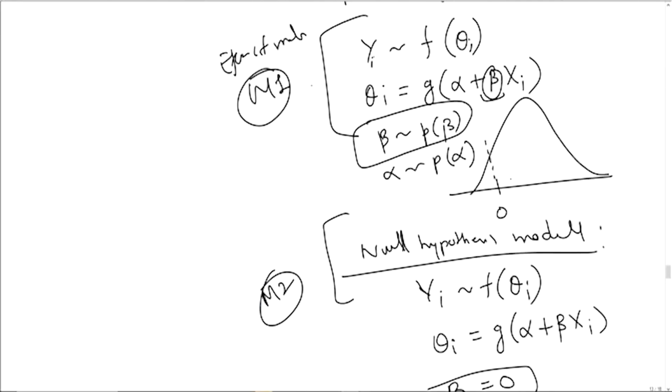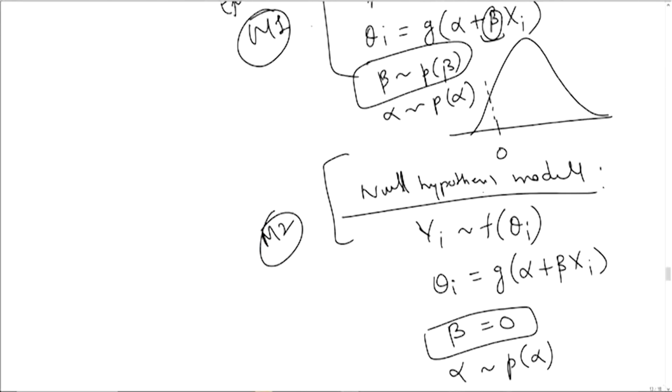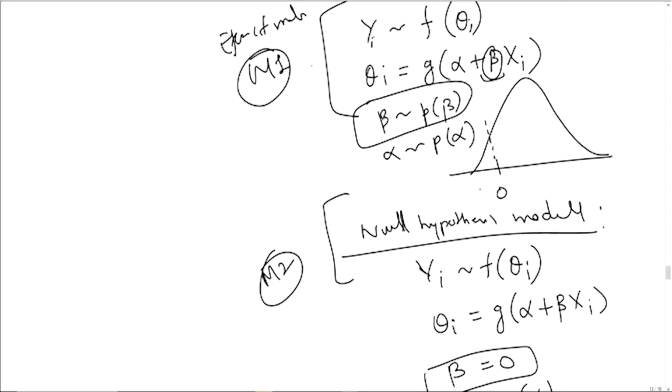Now, why am I saying that Bayes factors are useful for comparing models which are nested? These are nested models, because these models are exactly the same. They differ only in terms of one parameter, beta. They differ only in the values of this parameter beta. In model 1, beta has some prior; in model 2, beta is 0. That's the only difference between these two models. So these are called nested models: models which have exactly the same structure but differ only in a couple of parameters.